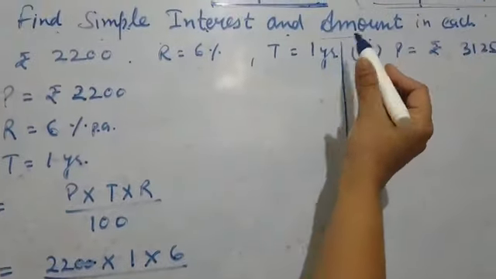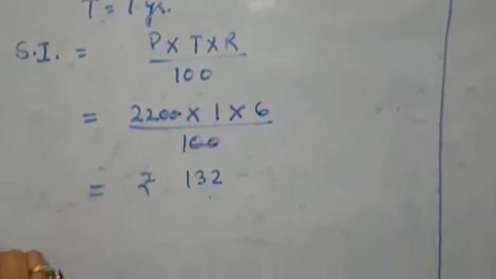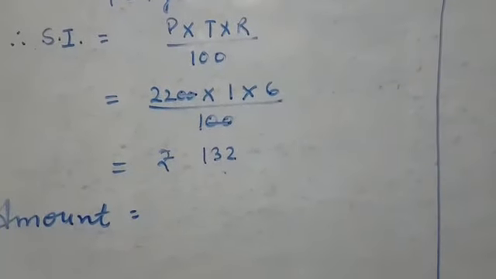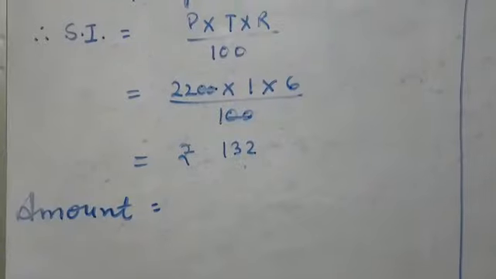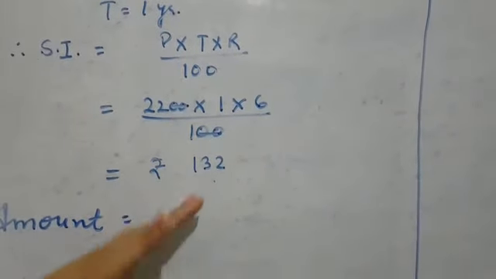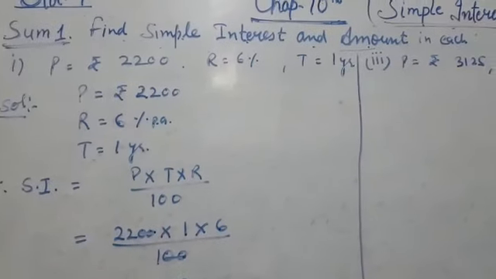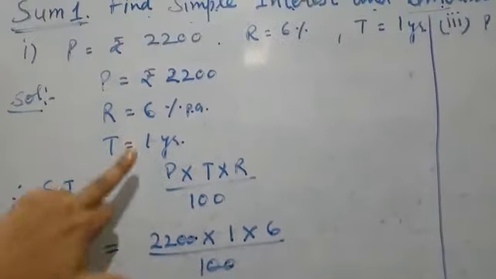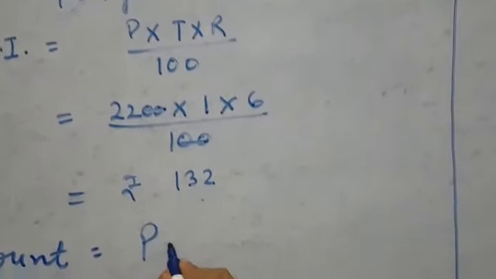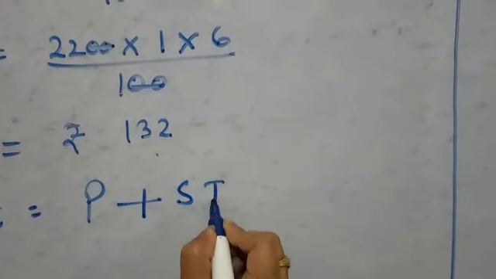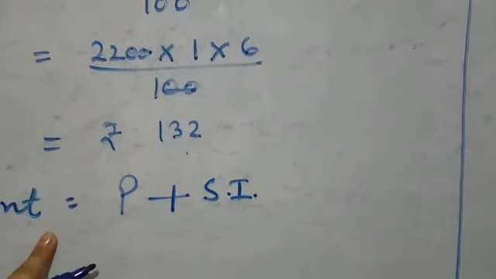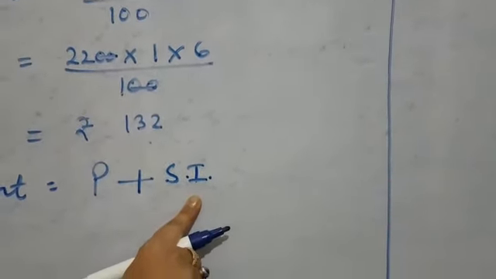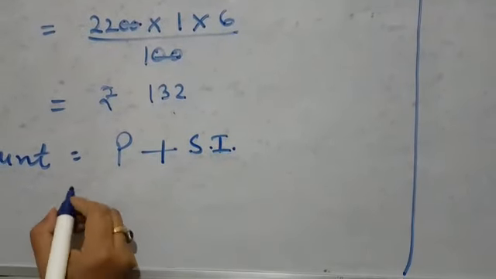Now we have to find the amount. It's very easy to find the amount. What is the amount? Amount is the total sum of money which we have to return after some specific period of time, for however many years we have taken the loan. Amount is the sum of the money lent and the simple interest charged on that money. So the formula for amount will be principal plus SI. The total amount is the principal which we have taken as loan plus the interest charged on that loan.